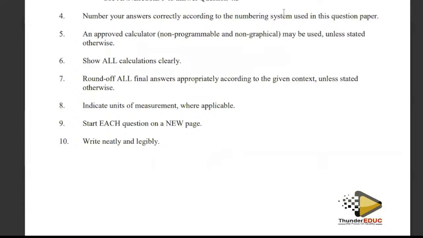Number your answers correctly according to the numbering system used in the question paper. An appropriate calculator, non-programmable, non-graphical, may be used unless stated otherwise. Show all the working clearly. Round off all the final answers to appropriate according to the given text unless stated otherwise. Indicate the units of measurement where applicable. Start each question on a new page and write neatly or legibly.